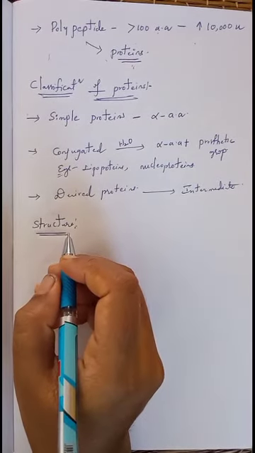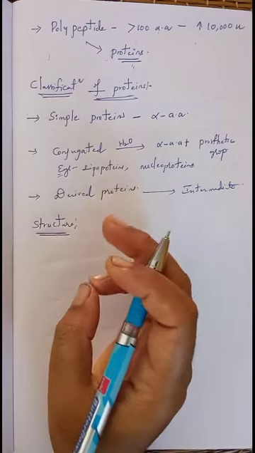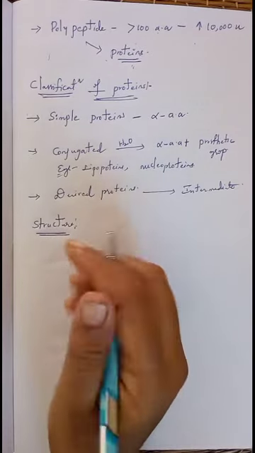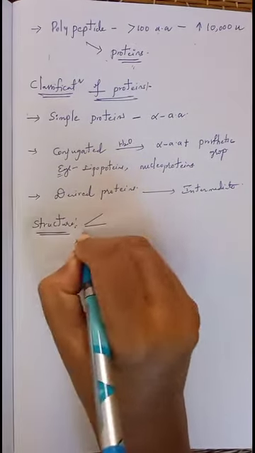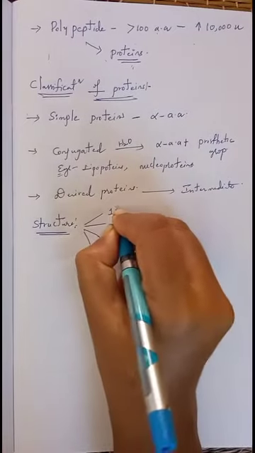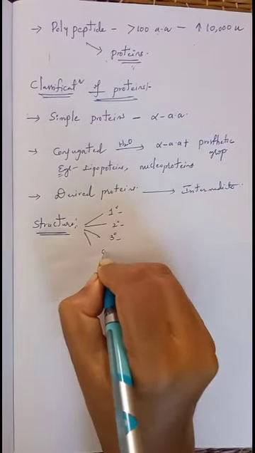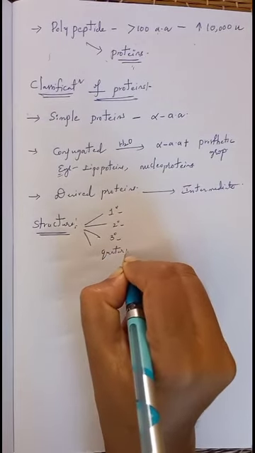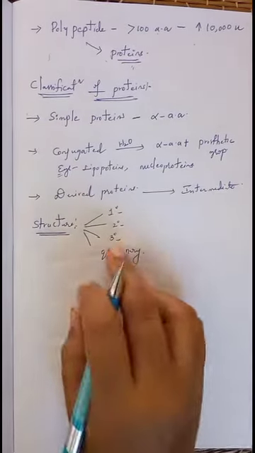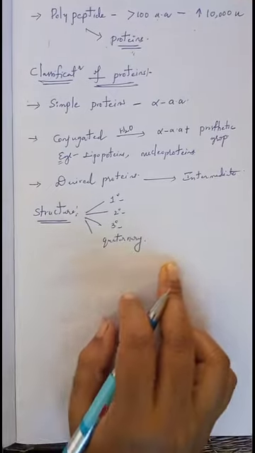There are four important structures of proteins, that is primary, secondary, tertiary and quaternary. Primary structure, secondary, tertiary and next quaternary structure. These are the four important structures of proteins.